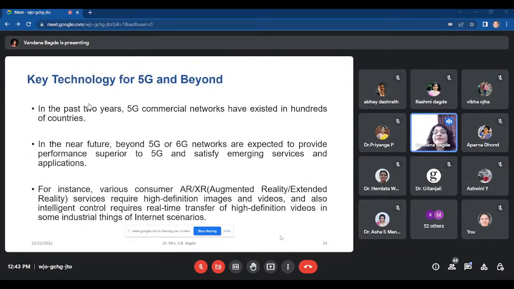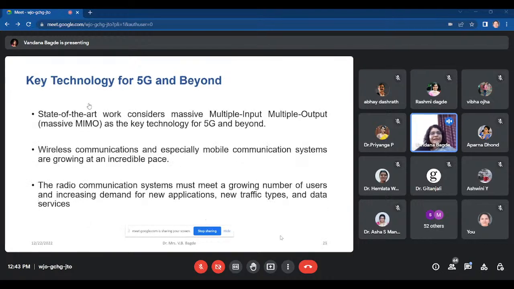Talking in terms of augmented reality and extended reality, these technologies require high definition images or videos, and for sending real-time data onto a wireless channel, high definition video can be the next Internet of Things scenario. Therefore, by deploying a number of antennas at both the transmitter and the receiver side, mobile communication technology can grow at an incredible pace. I hope you are getting me, all of you.